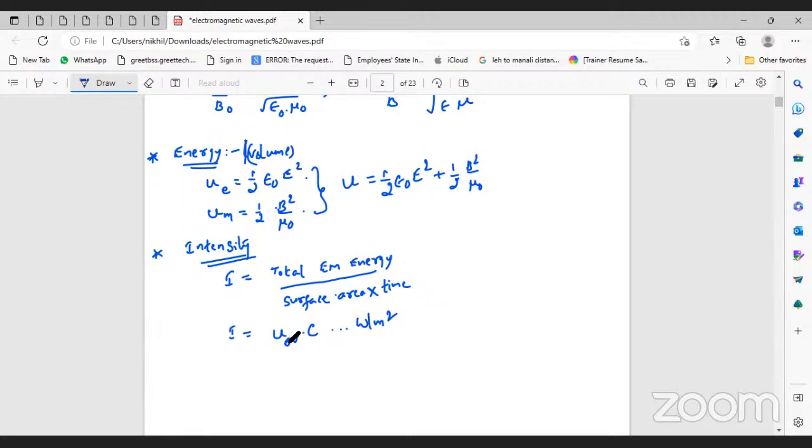You know how to write the average energy density. In the case of the electric field, it is half times epsilon naught E squared. If it is the magnetic field, then half times B squared by mu naught.